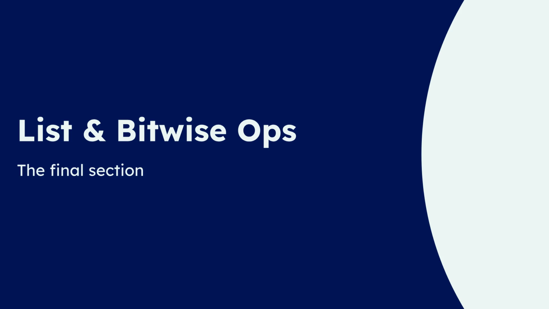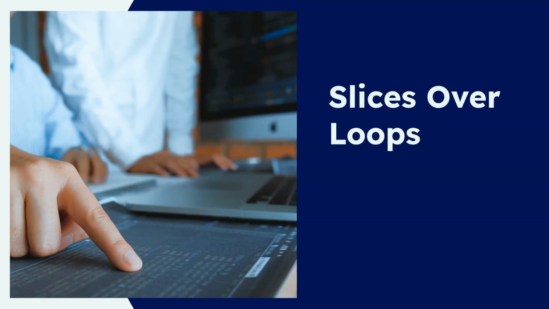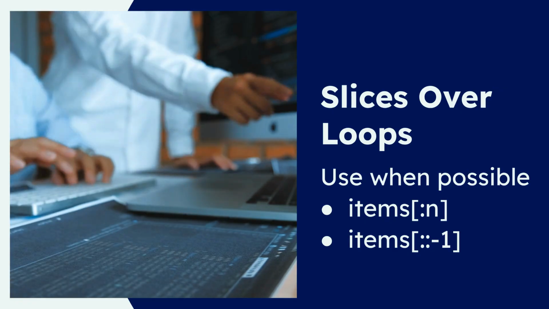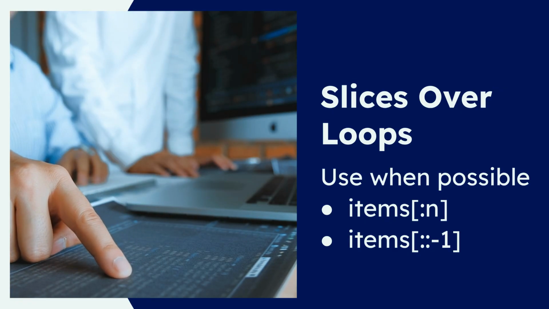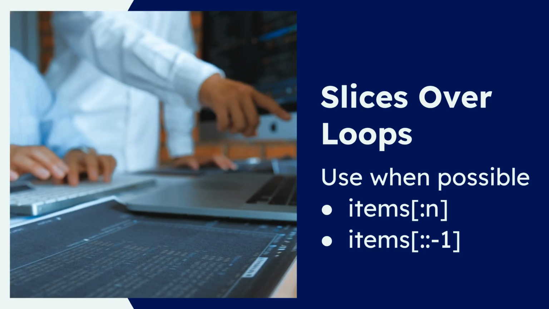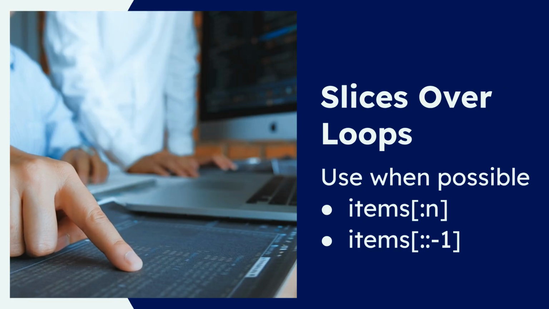The final major topics this week cover efficient list processing and the difference between logical and bitwise operations. Python slices like items[1:] or items[-1] are fast and expressive for sequence manipulation. Crucially, avoid modifying a list while you are iterating over it. If necessary, iterate over a copy using list(items).